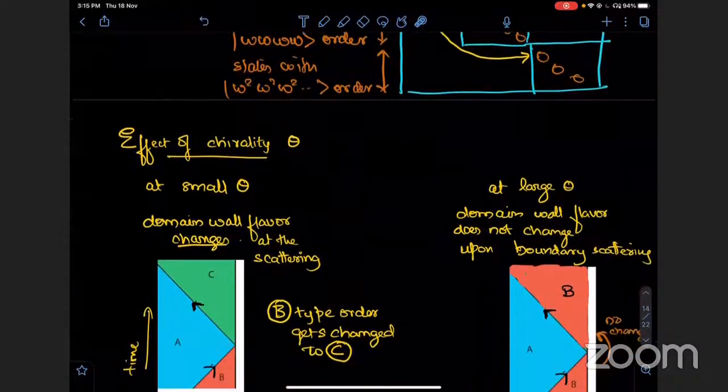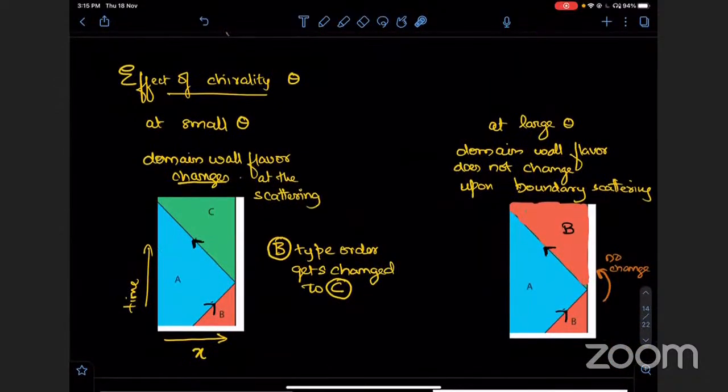Okay, now coming to the effect of chirality. At small theta, the domain wall flavor changes at the boundary scattering. And a consequence of this is that, so this is a space-time diagram of the domain wall. If the initial region is ordered in a B direction, after a domain wall crosses it and gets reflected and comes out, oops, the arrow should be this way, B gets converted to C, or in other words, if initially it's 111 ordered, it gets converted to omega ordered.